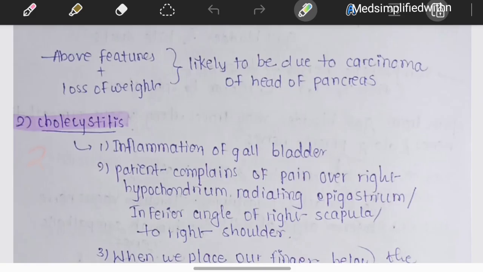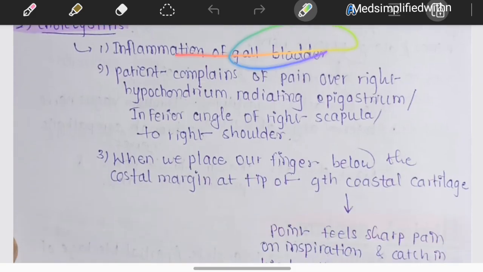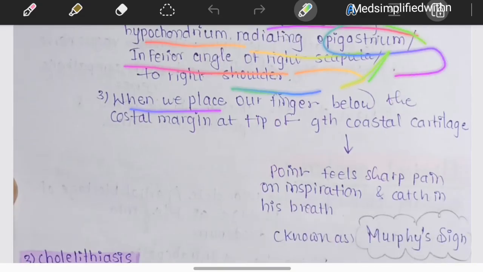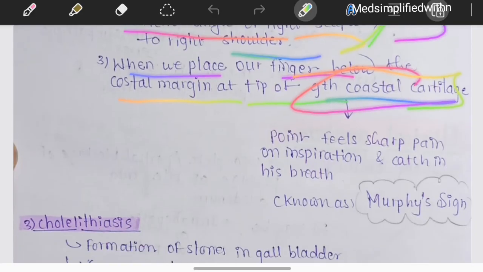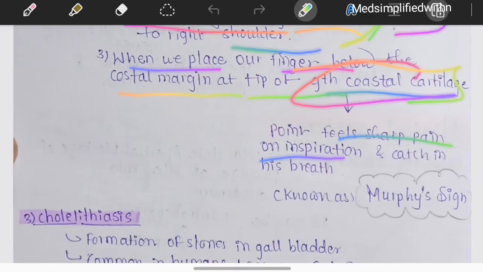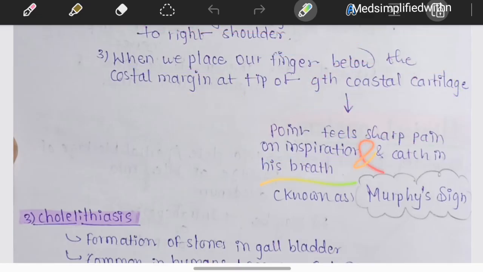Second one is cholecystitis, inflammation of the gallbladder. The patient complains of pain over the right hypochondrium, radiating to the epigastrium, the inferior angle of the right scapula, or the right shoulder. When we place our finger below the costal margin at the tip of the ninth costal cartilage, the patient feels a sharp pain on inspiration and catches his breath, known as Murphy's sign. It is a very important viva question. What is Murphy's sign?